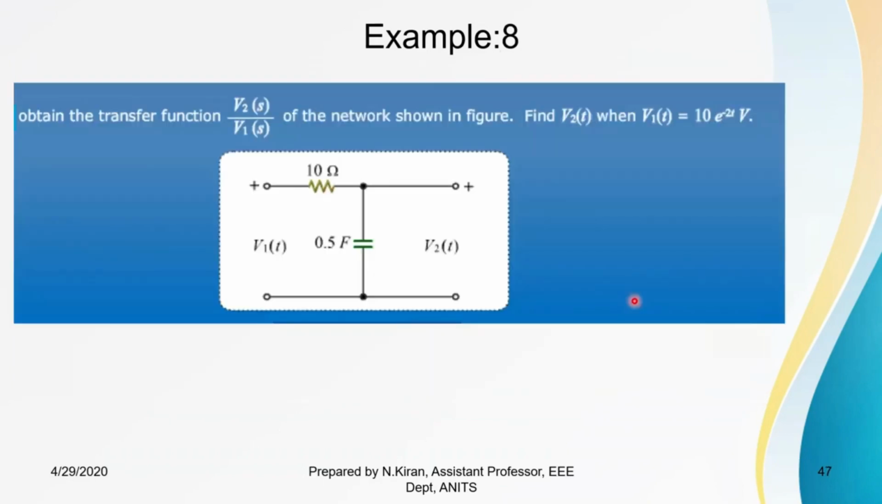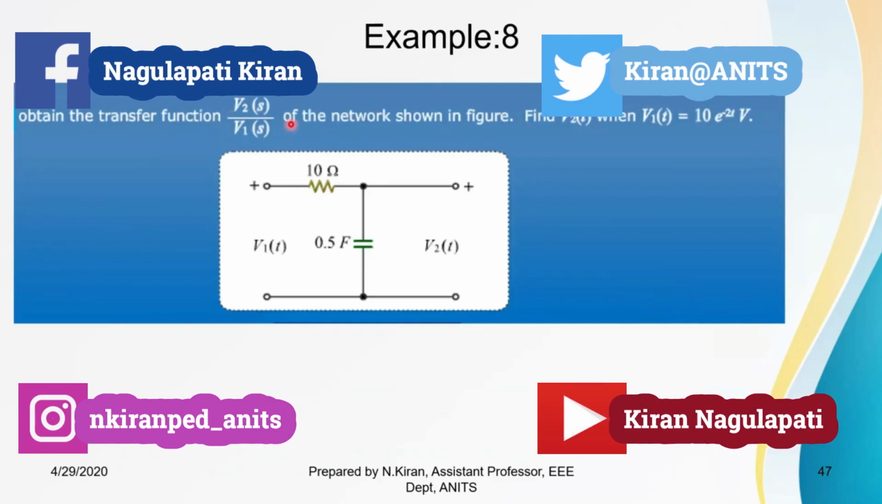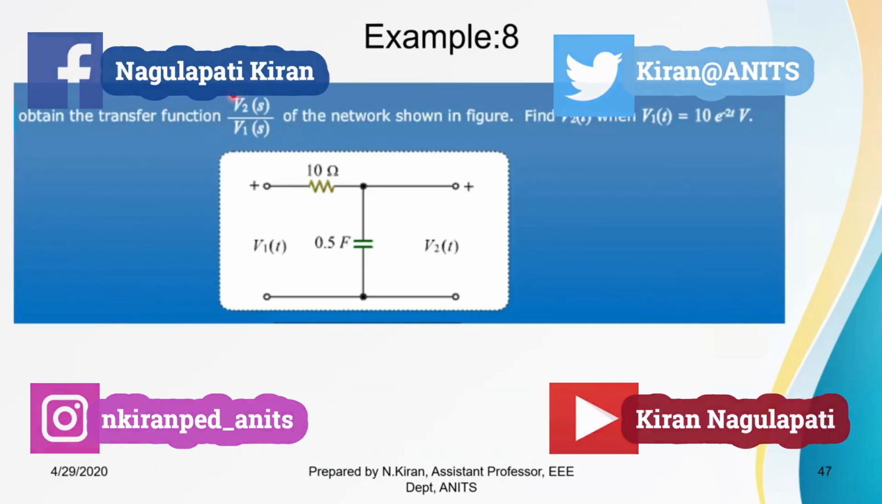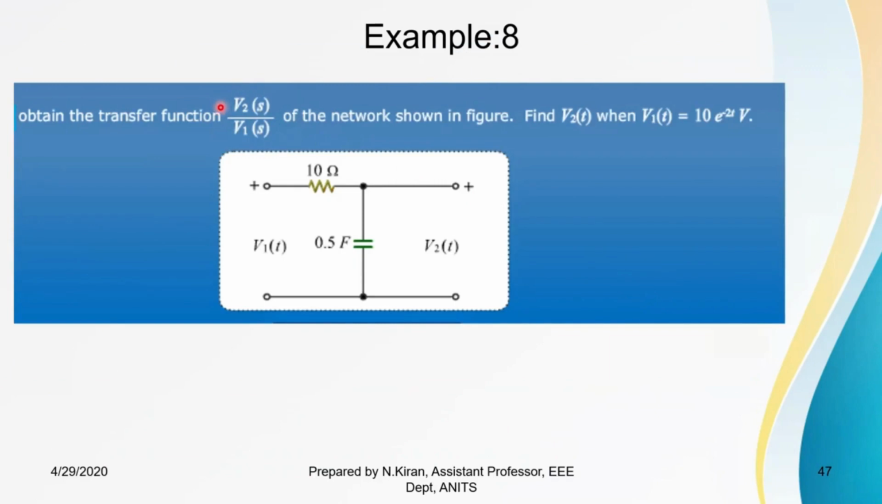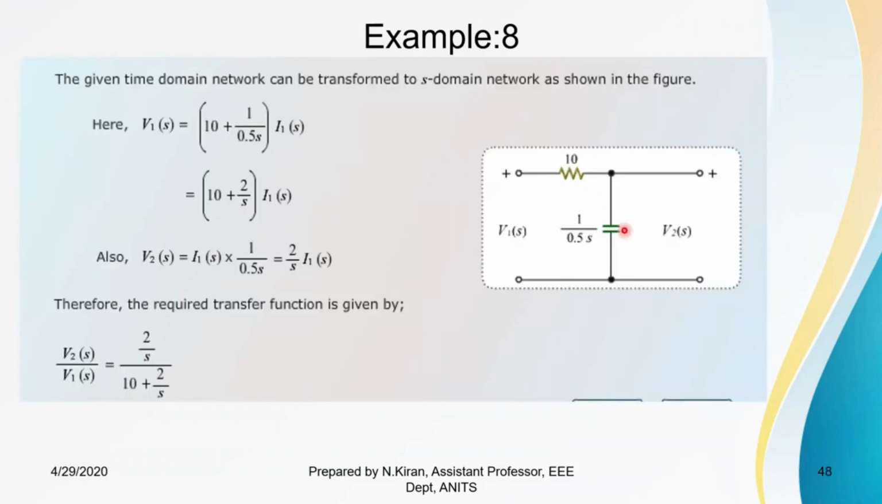The eighth example asks us to find the transfer function V2 of S by V1 of S, and also to find the expression for V2 of t in the time domain, if V1 of t is equal to 10 e power minus 2t volts. First let us find this ratio. On converting this into the Laplace domain, this will be 1 by 0.5s.